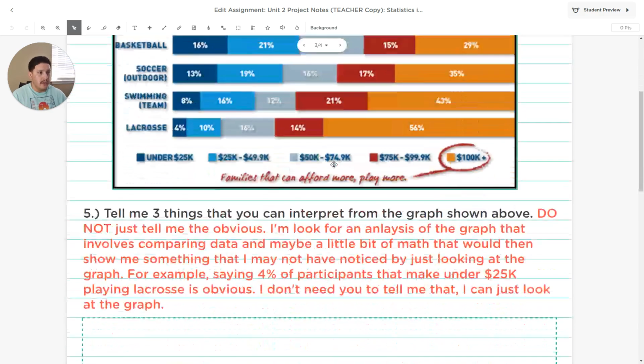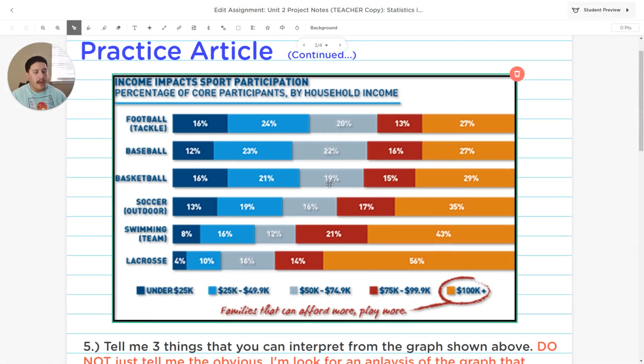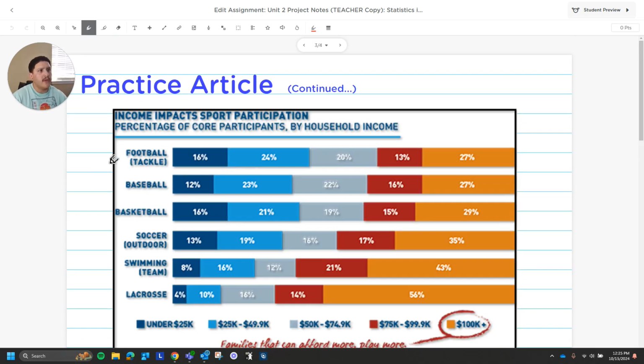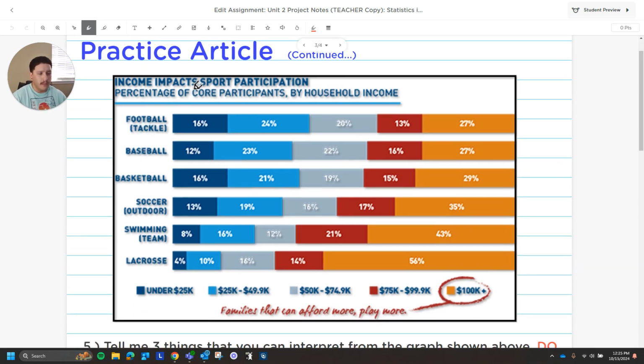Let's go into the graphs. Okay, so in the project, there are going to be 2 graphs. From those 2 graphs, you need to tell me something that you see about the graphs. This graph represents income, and the title for the graph is Income Impacts Sport Participation: Percentage of core participants by household income. We have under 25K, 25 to 49.9K, 50 to 74.9K, 75 to 99.9K, and then over 100K in income. Okay?